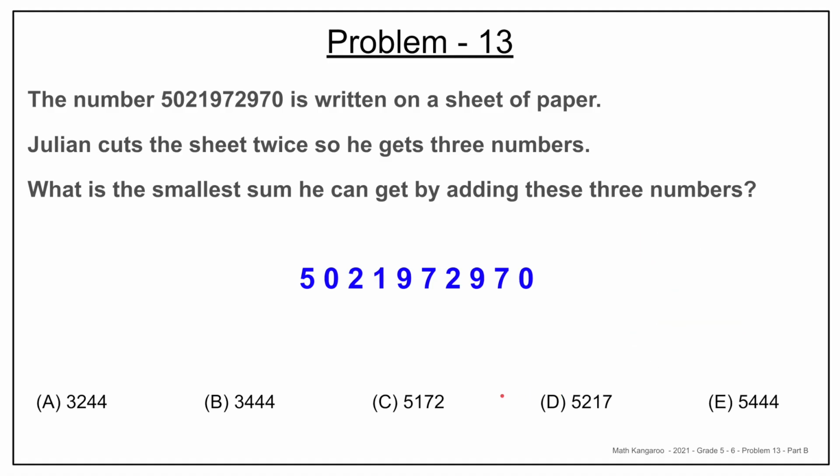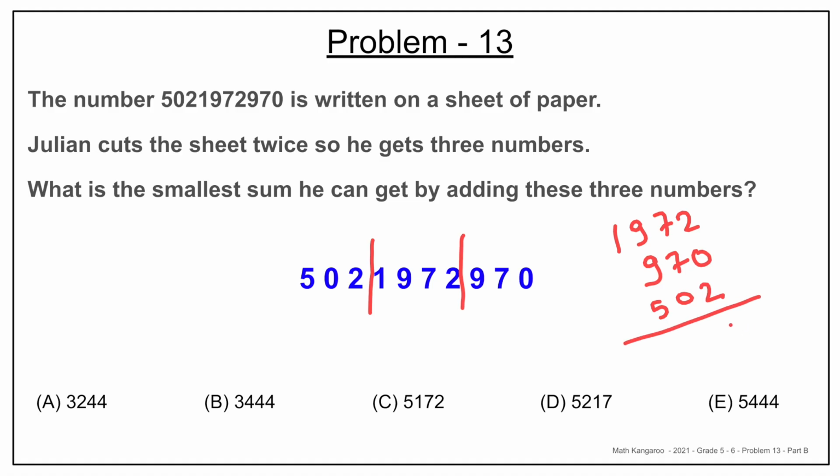Let's move on to another cut and see if we can get smaller than 5172. So we cut from here: 512, 1972 and 970. So we add 1972 and then 970 and 502, and then we add 4, 4, 4 and 3. Okay, we got a sum smaller than 5172. This is option B. So option B could be our answer.